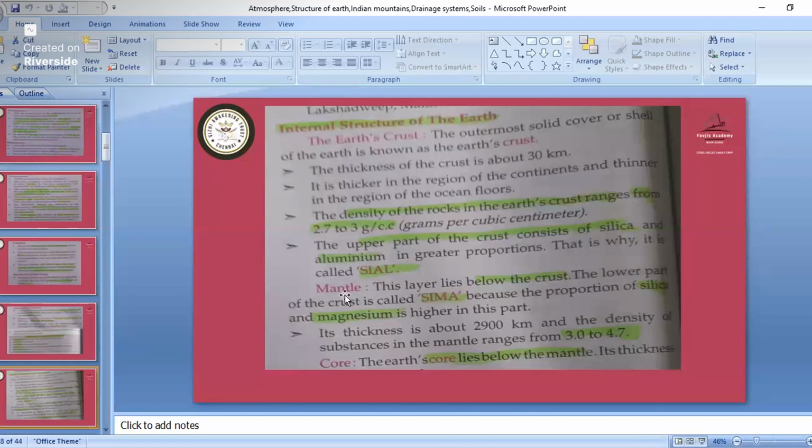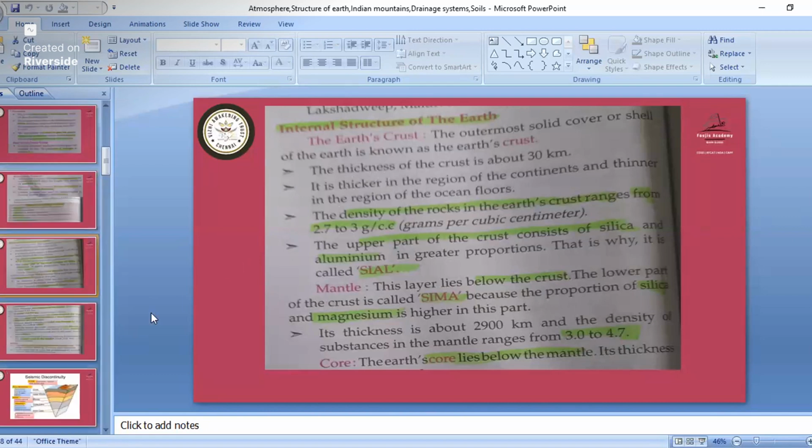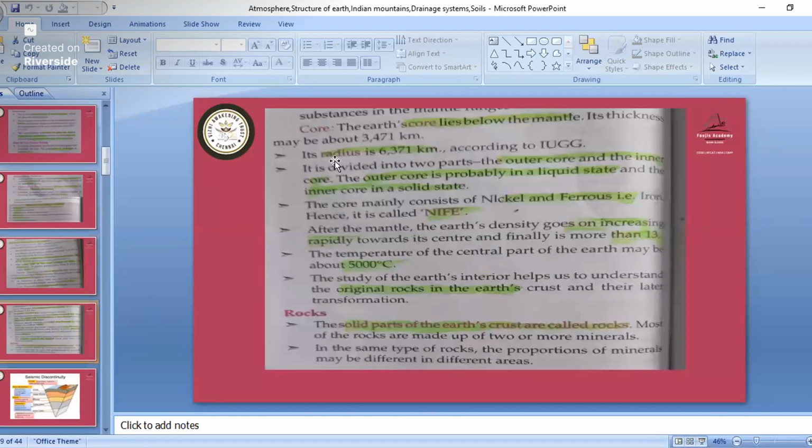So now we'll see the mantle. This layer lies below the crust. The lower part is called sima because the proportion of silica and magnesium is higher in this part. Its thickness is about 2,900 kilometers. The density of the mantle is 3.0 to 4.7 gram per cubic centimeter. Okay.